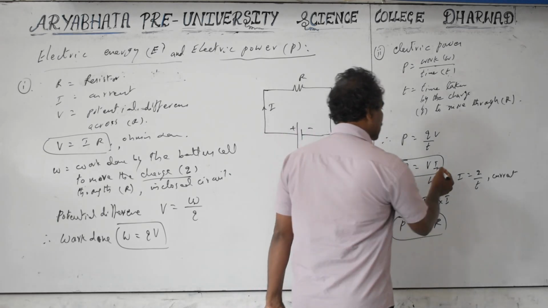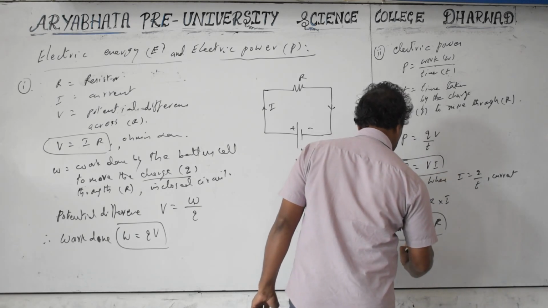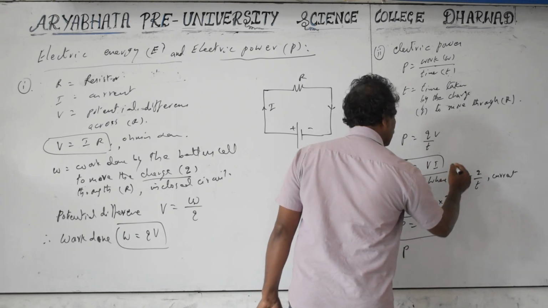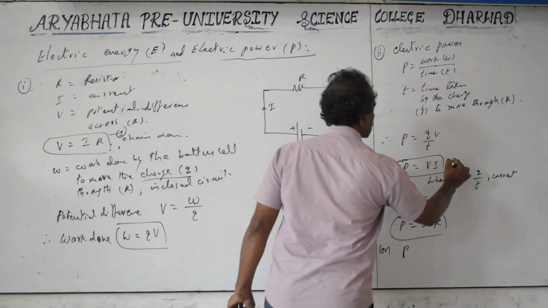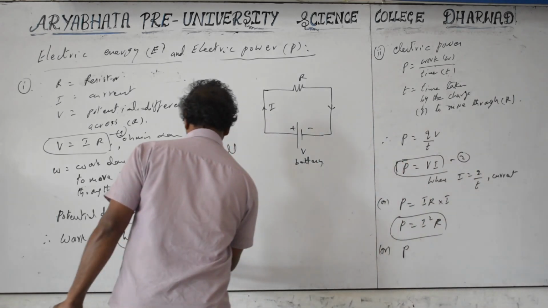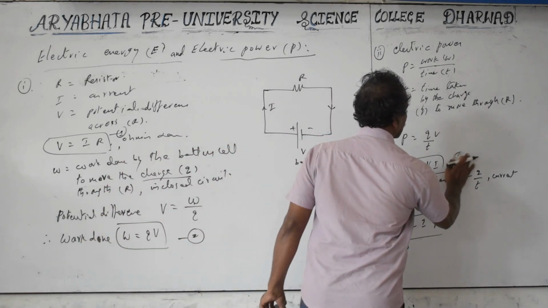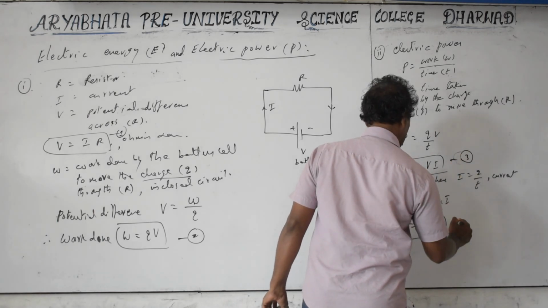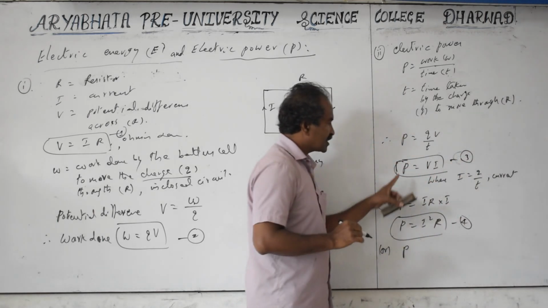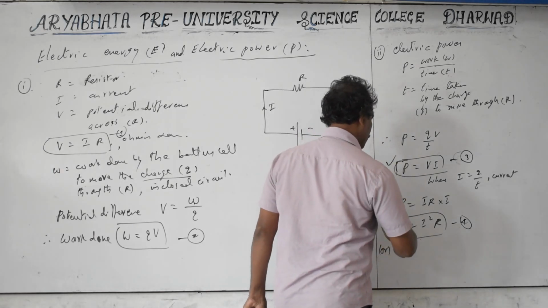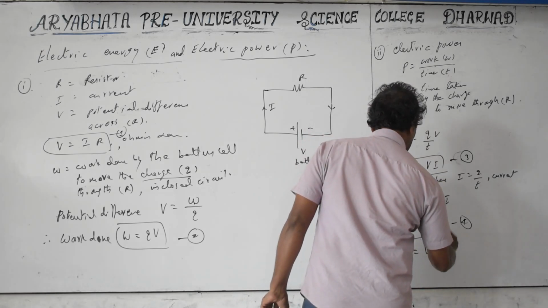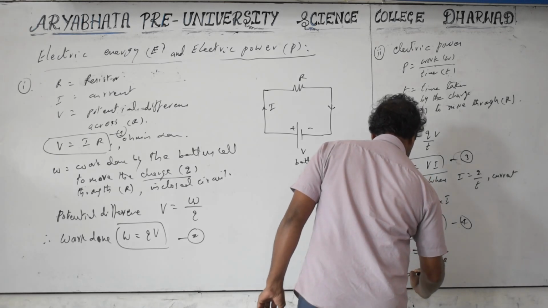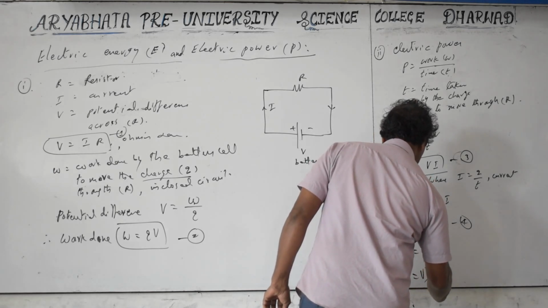Now we can also take I is equal to V by R. This is the first equation, and from this we are taking the substitutions. This is the second equation, this is the third. But the power equations we need to remember. Power is equal to V into I, and with I equal to V by R, V into V by R, so power can also be written as V square by R.